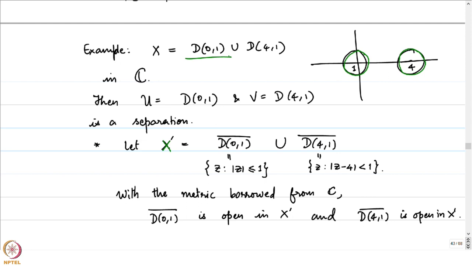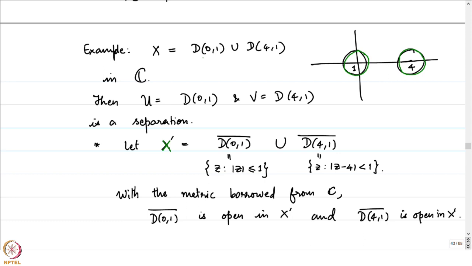Notice that D(0,1), the disk of radius 1 around 0, is not a closed set in C. However, in this set X, it is going to be closed because its complement, which is D(4,1), is an open set. So you have to first check that both D(0,1) and D(4,1) are open sets in X as well. And then the next observation would be that the complement of D(0,1) is exactly equal to D(4,1), which is an open set. And by the very definition, if the complement is open, our given set is closed. So D(0,1) is closed in X even though it is not closed in C.